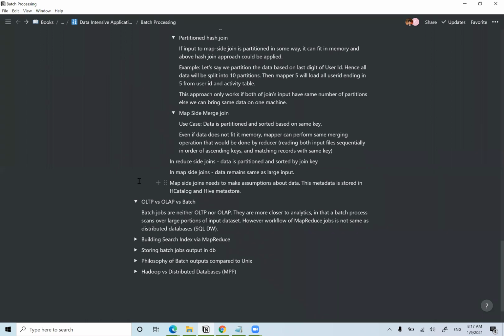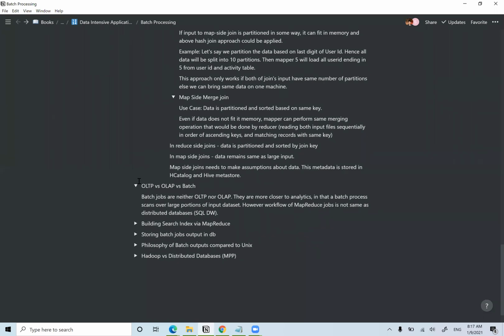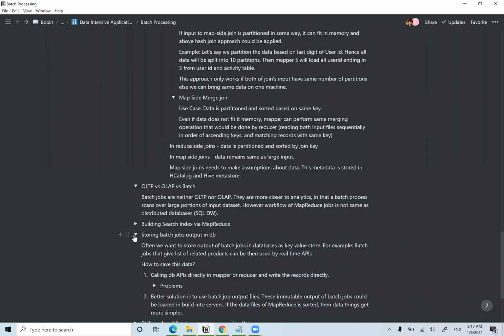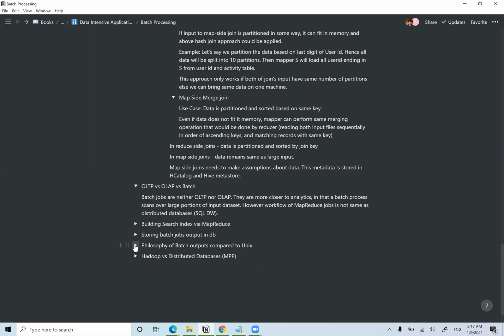Batch is similar to OLAP, in that you are scanning large portions of your data and then doing some work on top of that data. But we will see later that there are some differences between OLAP and batch processing jobs, and they are not exactly similar. I think this part was explained later in this book, but let's discuss that first because it's related to this.